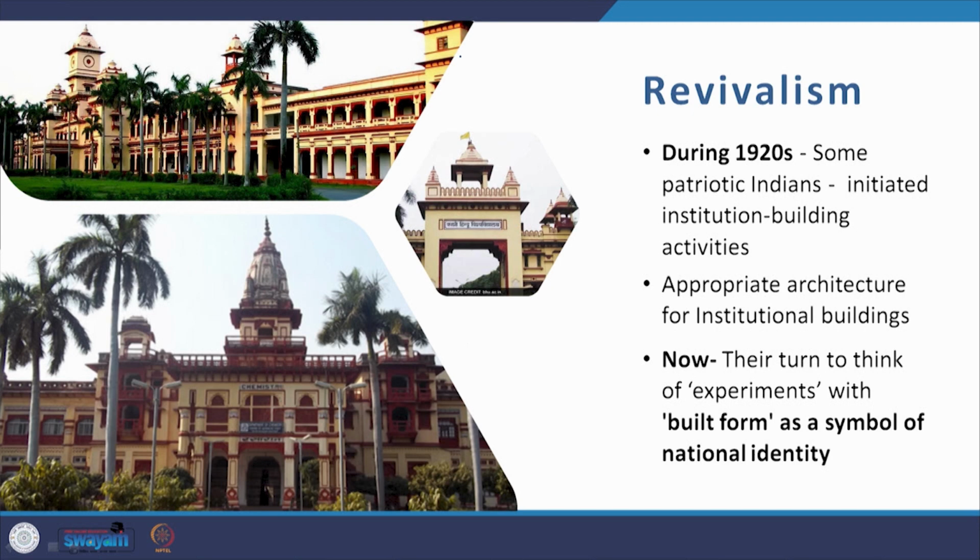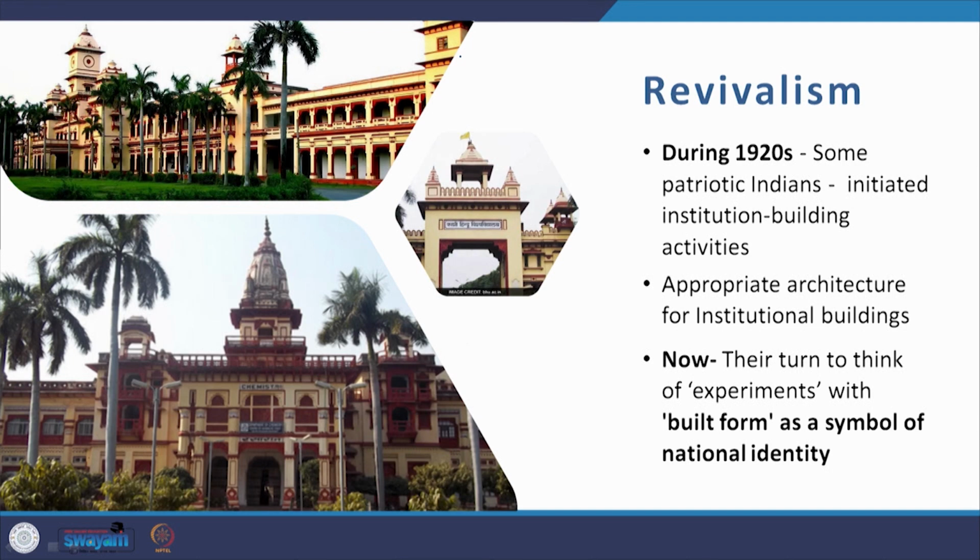Let us come to revivalism, and I will just give you a glimpse of it here, then come back to talk about it in greater detail. During the 1920s, some patriotic Indians during the Indian struggle for independence initiated institution building activities and appropriate architecture for institutional buildings in India, for example Banaras Hindu University. And now it was their turn to experiment with built form as a symbol for national identity.